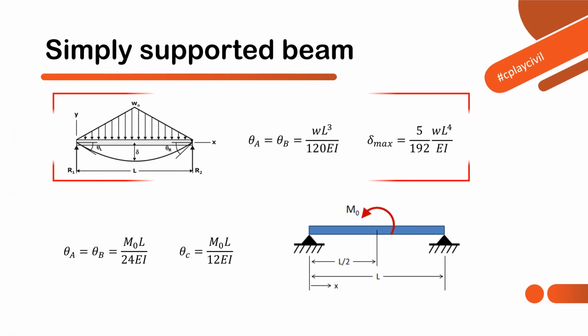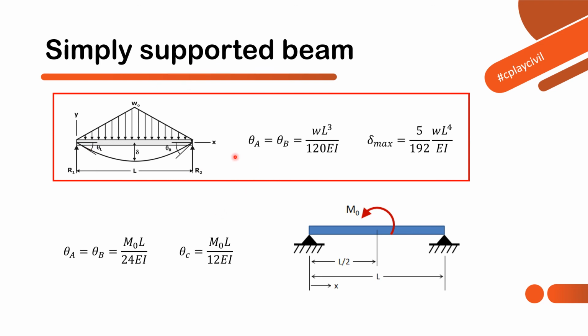And when subjected to triangular loading like this, then theta A and theta B are the same, that is nothing but WL cube by 120 EI, and maximum deflection is given by 5 by 192 WL power 4 by EI.